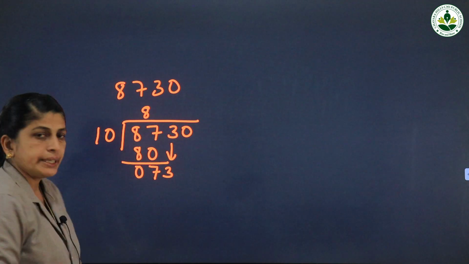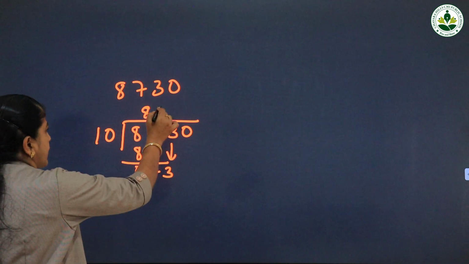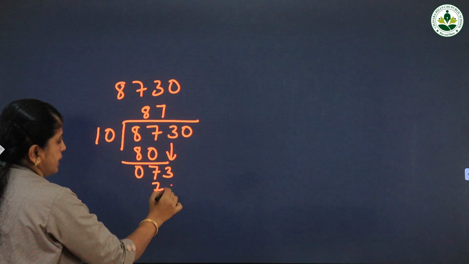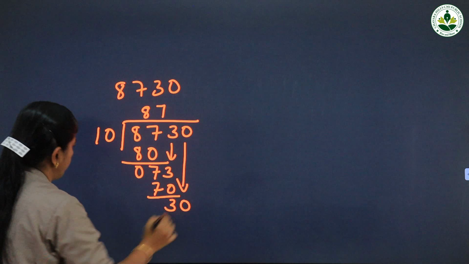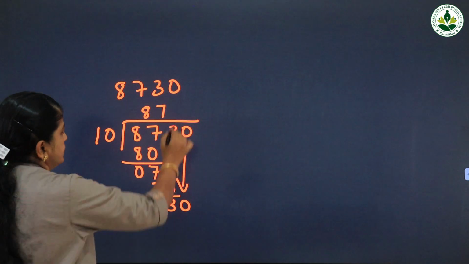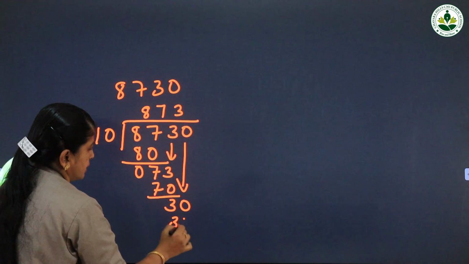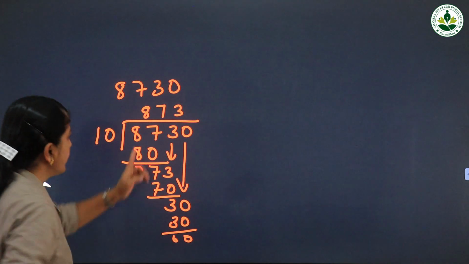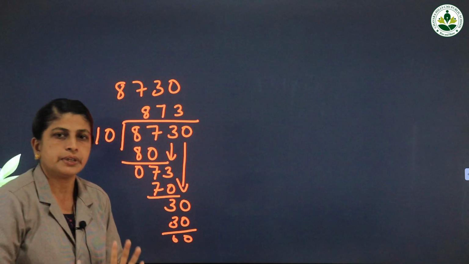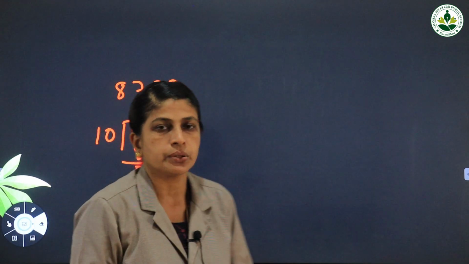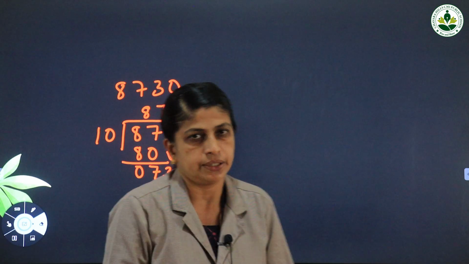Then in 73, how many 10s are there? 10 7s are 70. Then subtract, 3 will be there. Bring down 0. In 30, 10 3s are 30. That means that number 8,730 is divisible by 10. Therefore, we have learned the divisibility rule for the numbers 2, 3, 5 and 10.